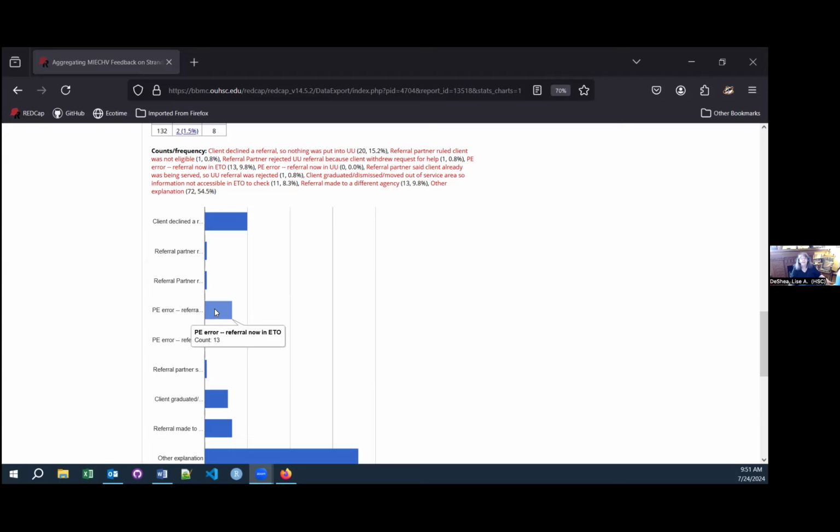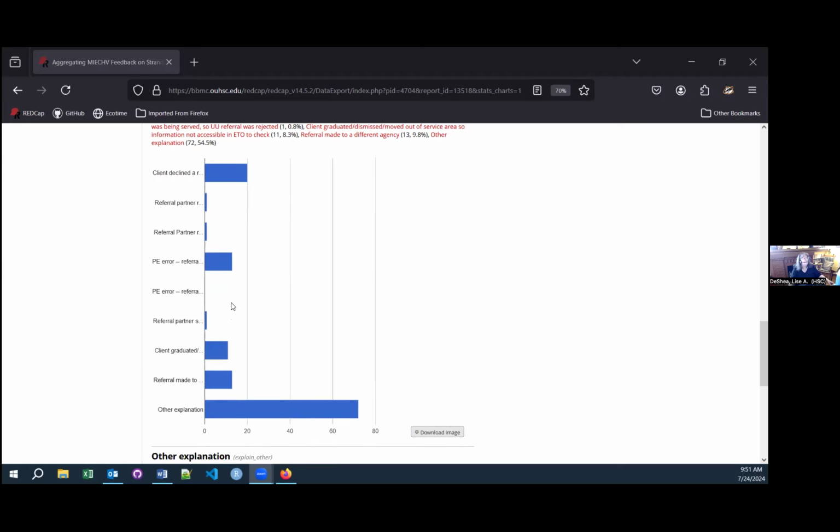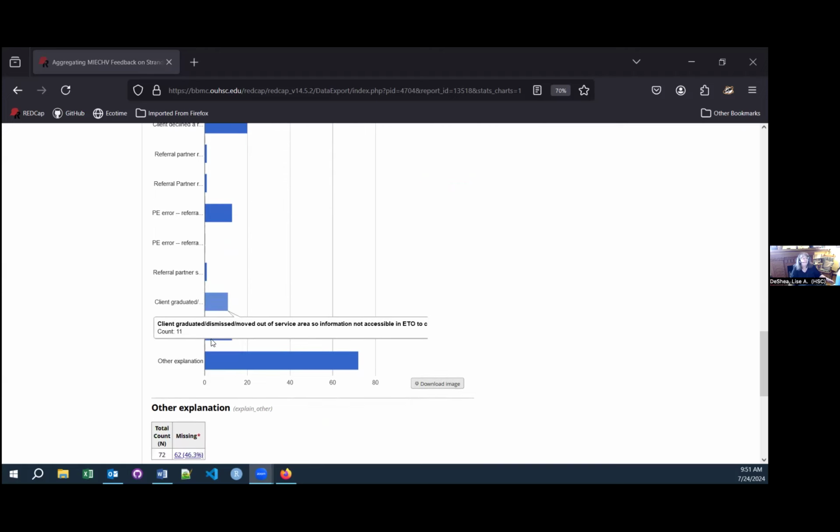There were 13 that it was an oversight from the PE and they went ahead and put it into ETO. There was one where the client was already being served. 11 graduated from the program or were dismissed or moved out of the service area, and so you couldn't say what had happened. There were 13 that you identified as being made to a different agency.